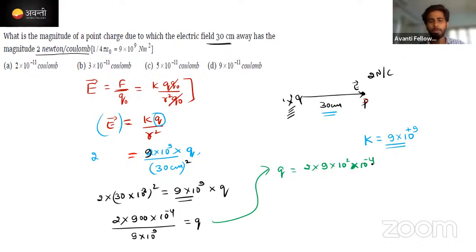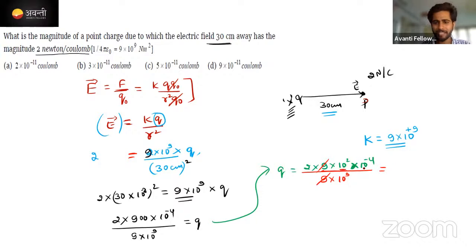If problem solving is not convenient, if you are not connected properly, tell me, I will explain again. Okay, this is actually 900 था ना, 900 को मैंने split करके लिख दिया. 9 into 100. 100 को 10 square कर दिया मैंने. 10 to the power of minus 4 will stay there itself. In denominator 9 into 10 to the power of 9 is there. This 9 will get cancelled. And in numerator देखो क्या क्या बचा हुआ.